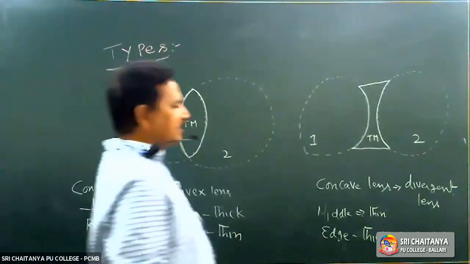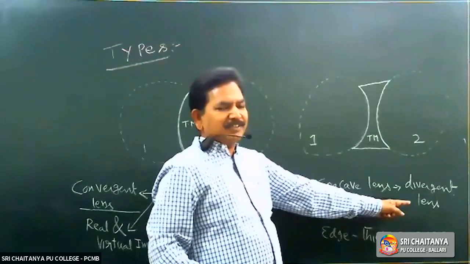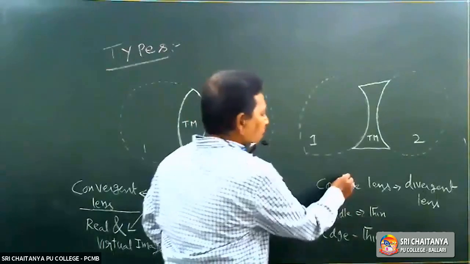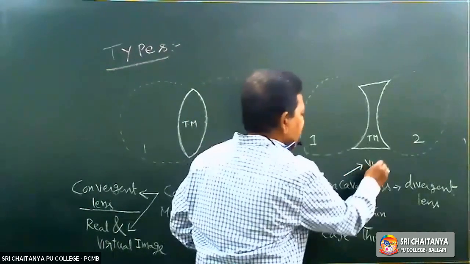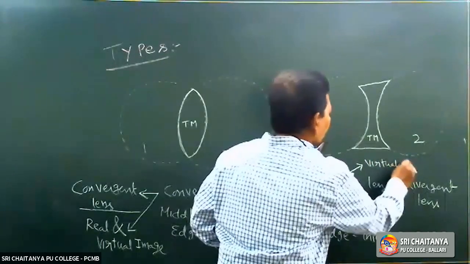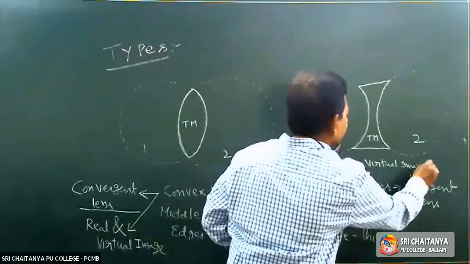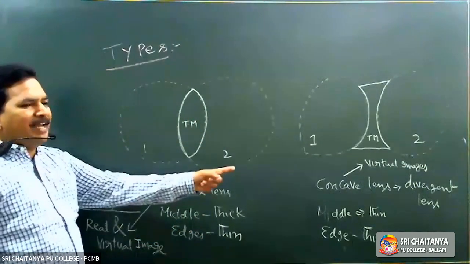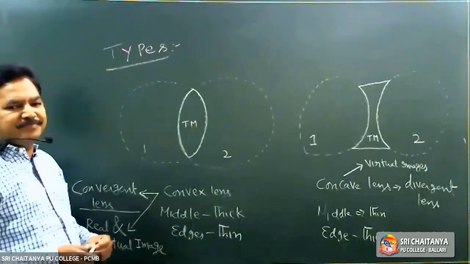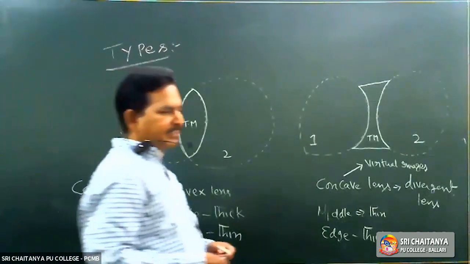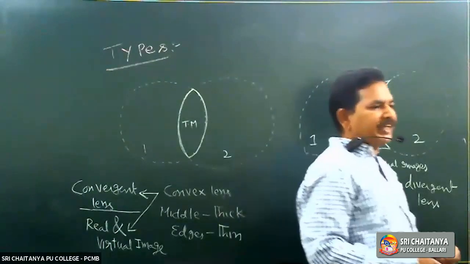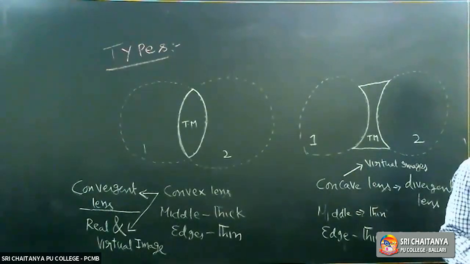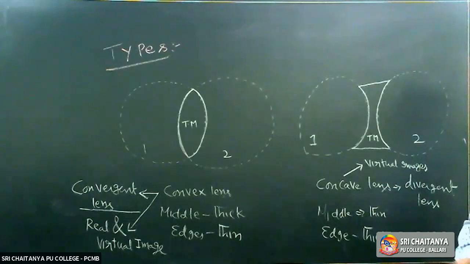The concave lens, because it is a divergent lens, after refraction, the light rays are going to diverge. It will form only virtual images. Real images can be caught on the screen. Virtual images cannot be caught on the screen. That's why in most of the derivation parts we use the convex lens instead of the concave lens.